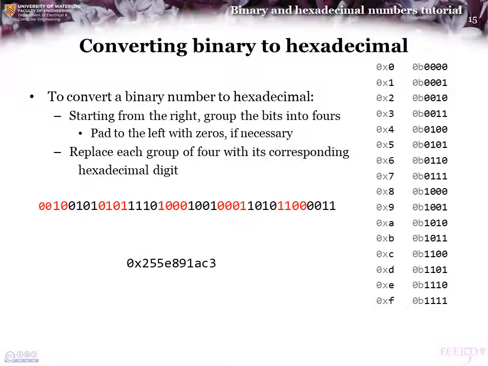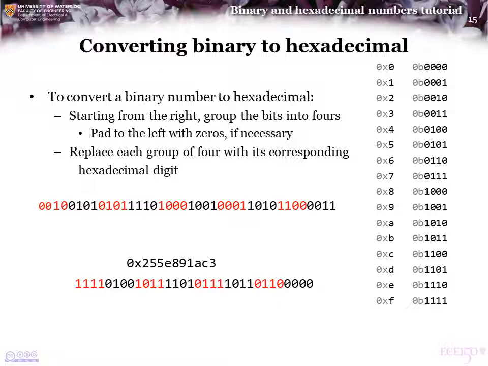Okay, let's try another one. Here is a 32-bit binary number. That is, there are 32 bits. The first step we take is group them into 4s, starting from the right. Now, 32 is already a multiple of 4, so we don't have to pad to the left.